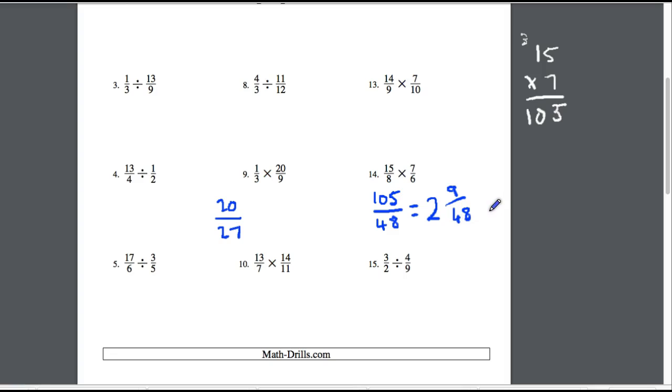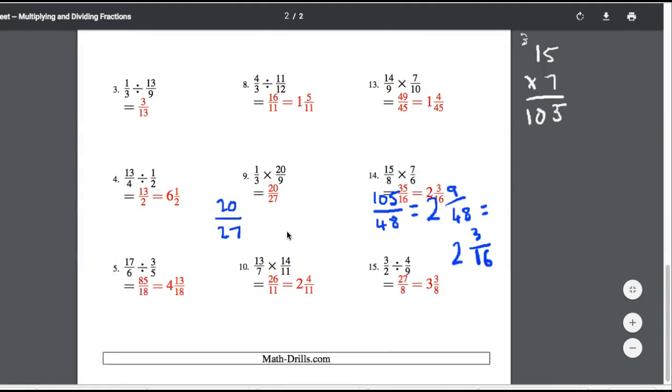And does 9 go into 48? No. Does 3 go into 48? Yes. Okay, so 3 is common to 9 and 48, so we're going to have 2 and 3 over, testing my memory, 16. 2 and 3 over 16. Now the good thing is we have the answers here, so we can just check.